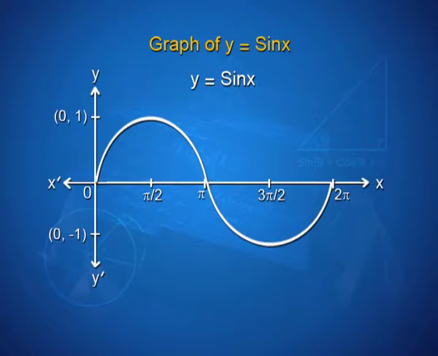Let us see how the graph of the function y is equal to sin x looks like. This is the x axis x dash o x, and this is y axis y o y dash. We begin with origin, and as it is an increasing function, we can see that the graph is going between 0 to 1 and then it is coming to pi, and same way we can plot the graph from pi to 2 pi. This is the graph of y is equal to sin x.